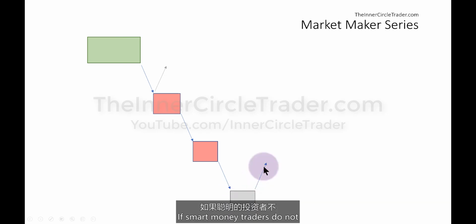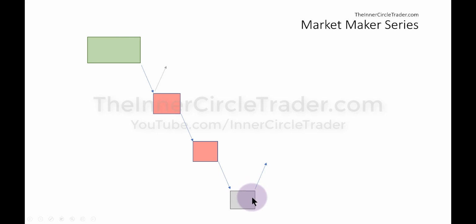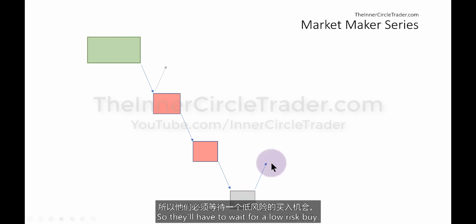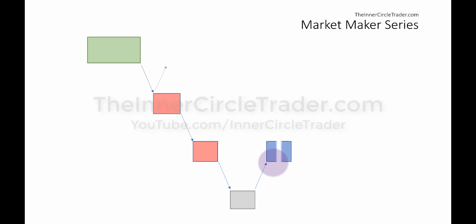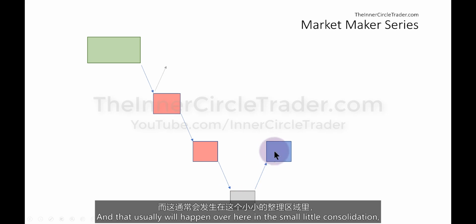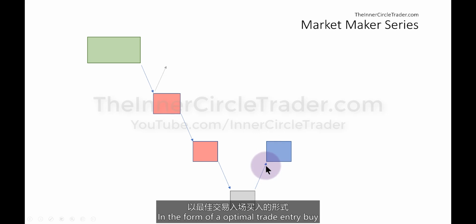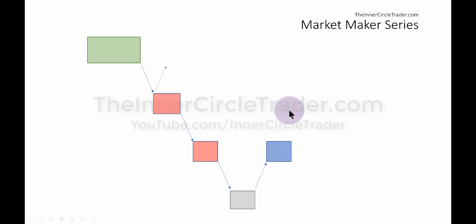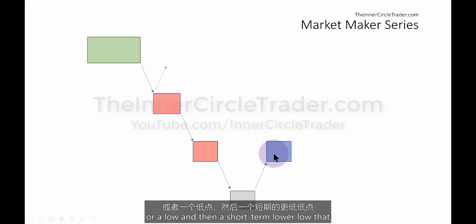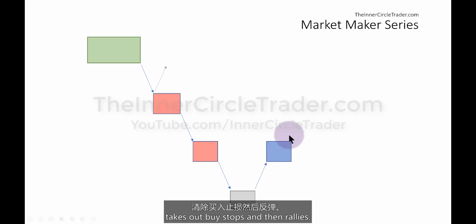If smart money traders do not buy, they miss that move. So they'll have to wait for a low risk buy. And that usually will happen over here in a small little consolidation, which will form in what? In the form of an optimal trade entry buy, or a low, and then a short-term lower low that takes out buy stops and then rallies.